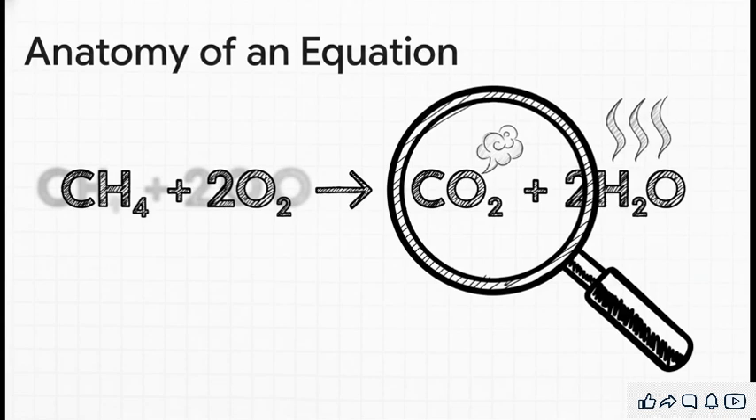And on the other side of that arrow, we've got the products. This is the final dish, what you've created. When we burn methane, we end up producing two main things: carbon dioxide, which you can't see, and water, which is actually released as steam.